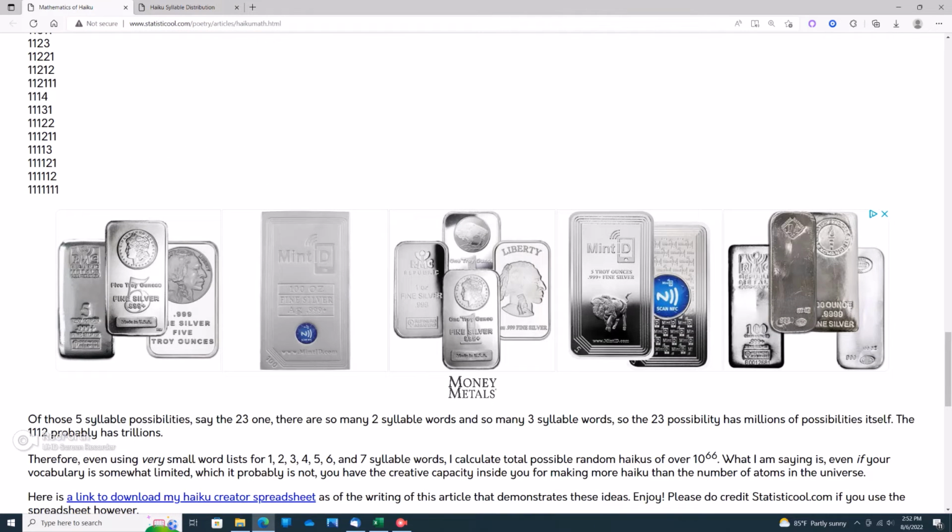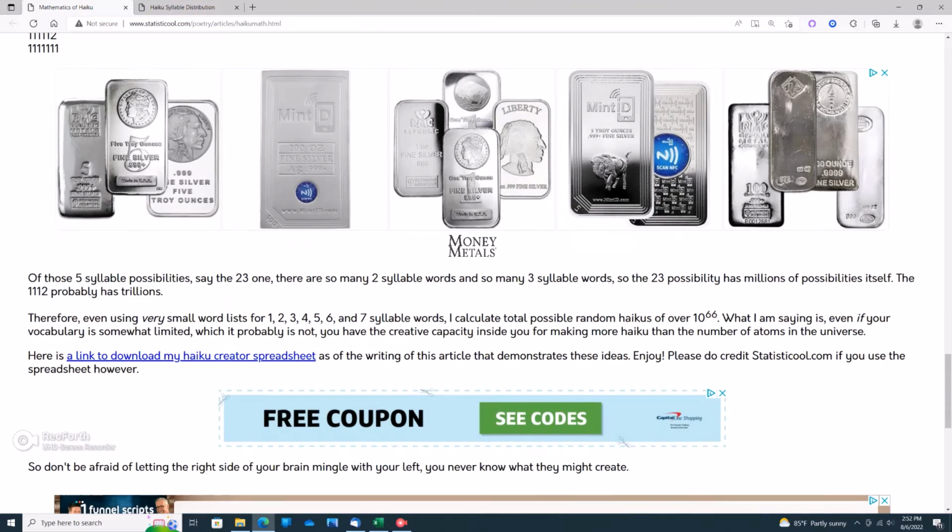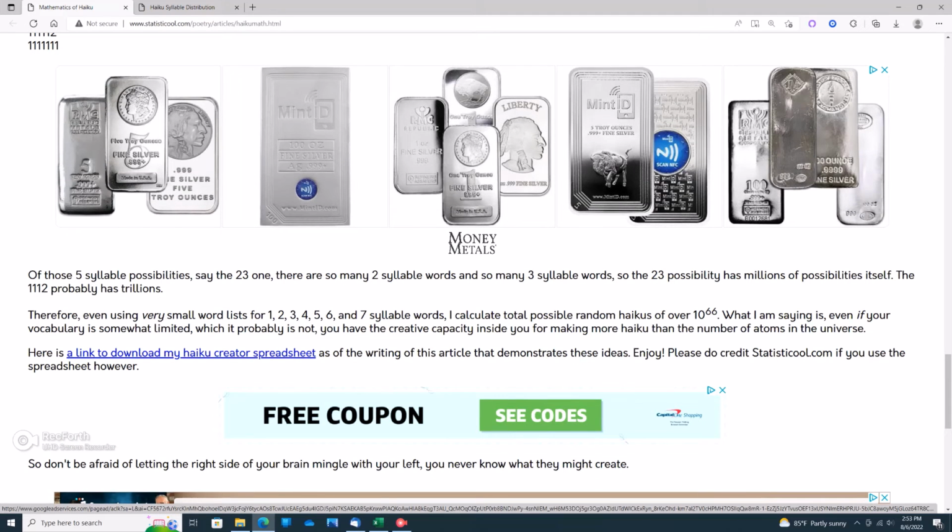But that's just the syllable structures. So that answered the first question. How many syllable structures are there? The second question was how many haikus are possible? So to do that, I need to know more than just the syllable structure. I need to know the words I have available to use for each syllable count. What words do I have to fill in, right? So for example, of the 5-syllable line, let's just say we use a 2-syllable word and a 3-syllable word.